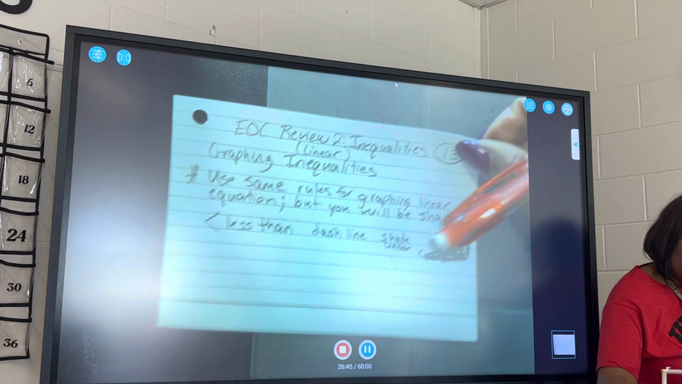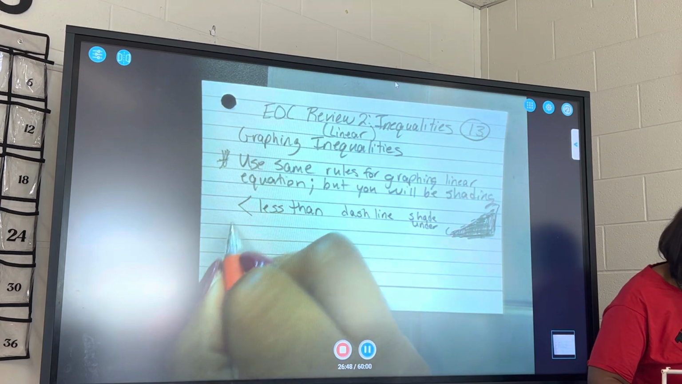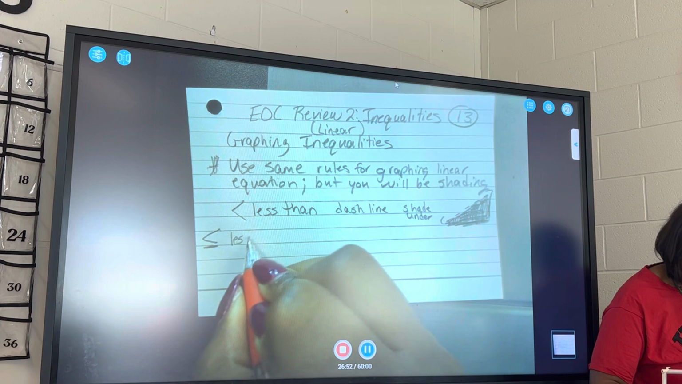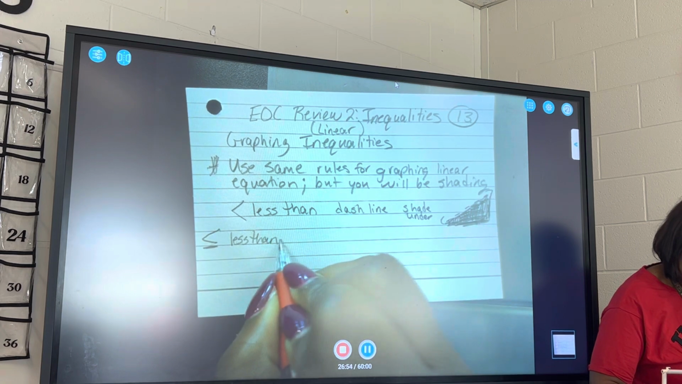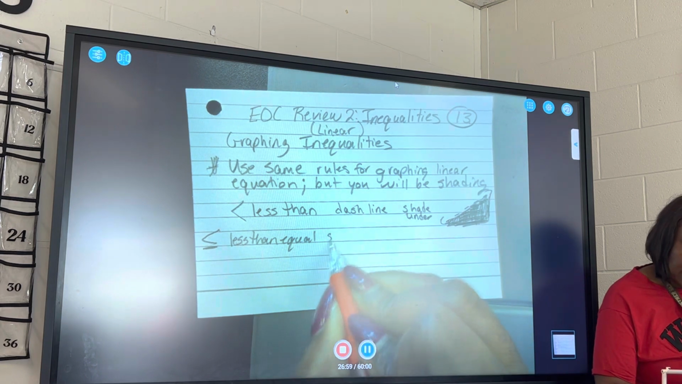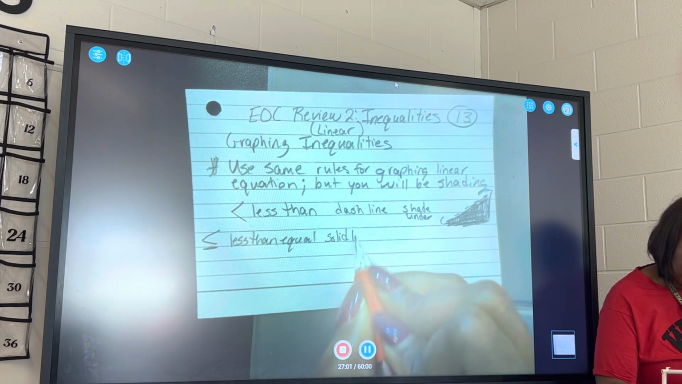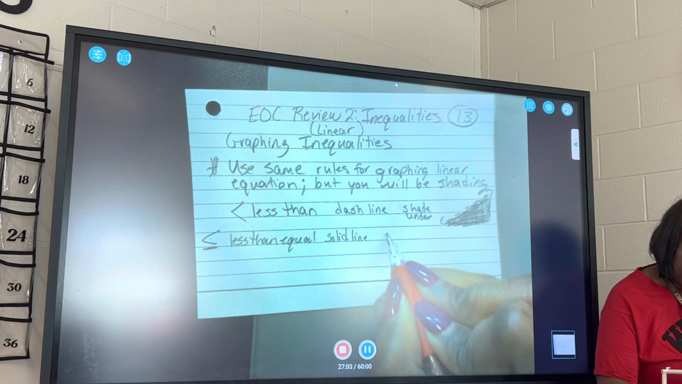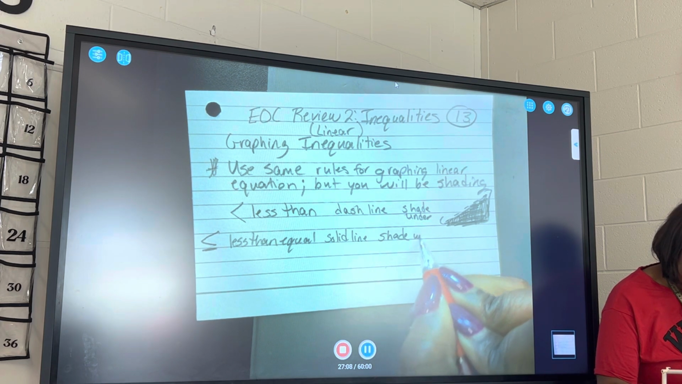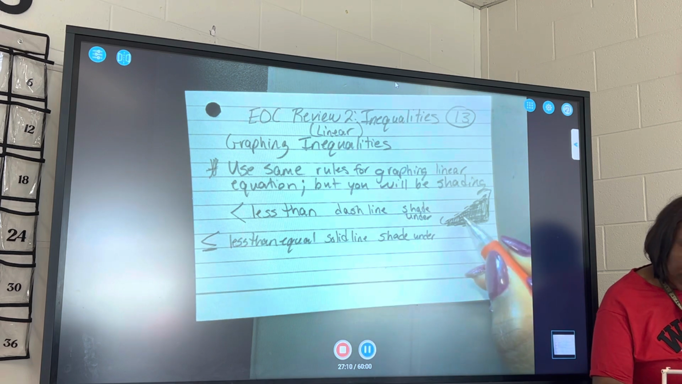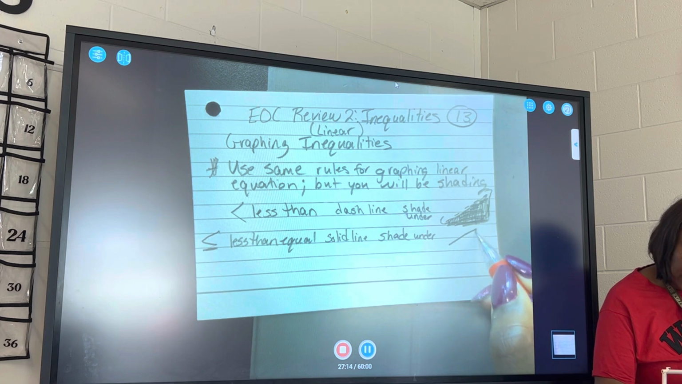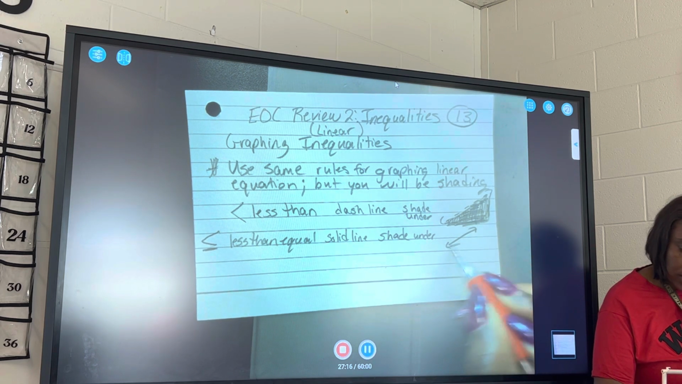The other is less than or equal to. And it's gonna be a solid line this time because it's equal to. And you're still gonna shade under. So instead of it being this little dotted or dashed line, it's gonna be a solid line and you're gonna shade under the line.